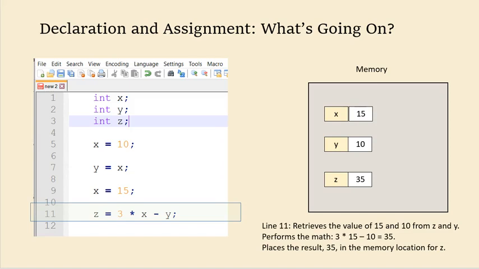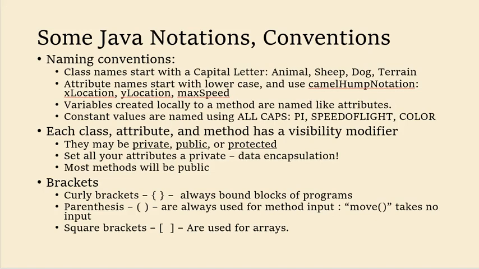I'm not going to worry too much about this slide because we'll get this through the examples, but our naming conventions are that class names, remember, in the object-oriented world, we have classes, which are categories of things. Class names start with a capital letter. Attributes and variables start with a lowercase letter. Since they're long, like X location, Y location, max speed, we tend to capitalize the beginning of each word inside the variable name. It just makes it easier to read.